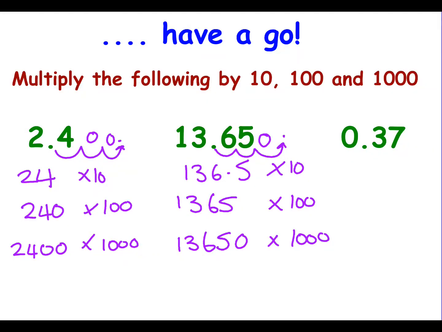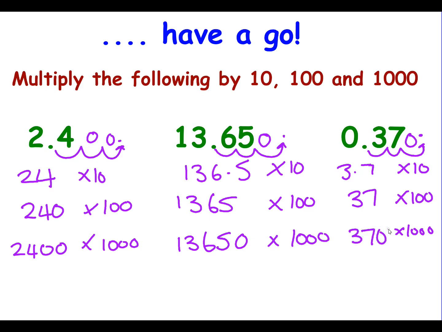And finally, 0.37. So multiplying it by 10 moves the decimal point one place to the right, so it becomes 3.7. Multiplying it by 100, then it's 1, 2 places to the right, so it becomes 37. And finally, multiplying it by 1000, it's 1, 2, 3 places to the right, infilling any empty hooks with zeros, so it becomes 370. How did you get on with that?